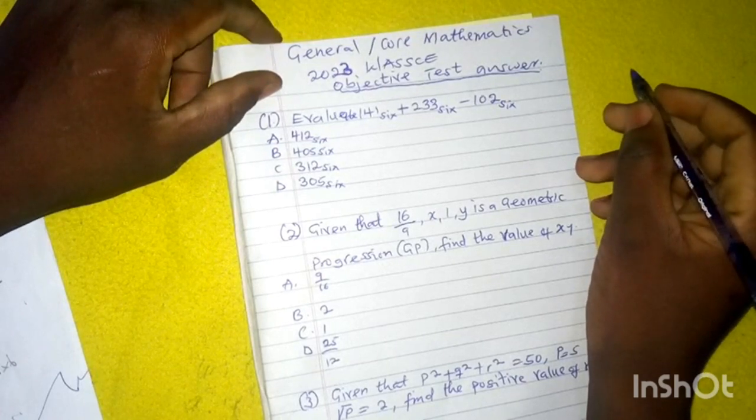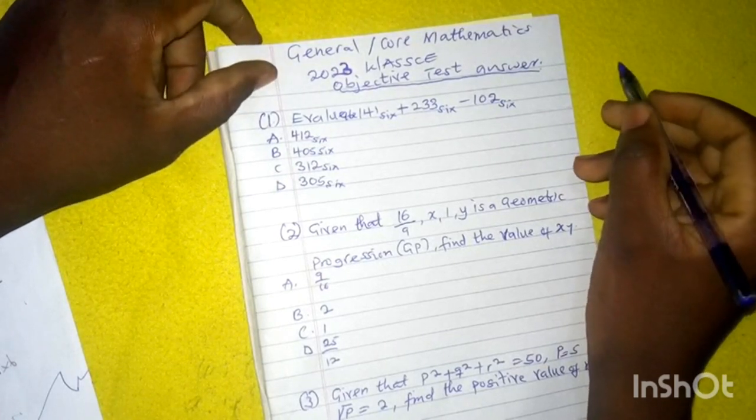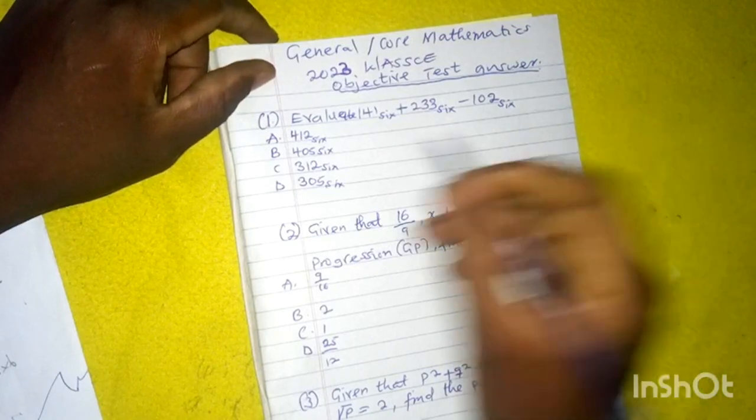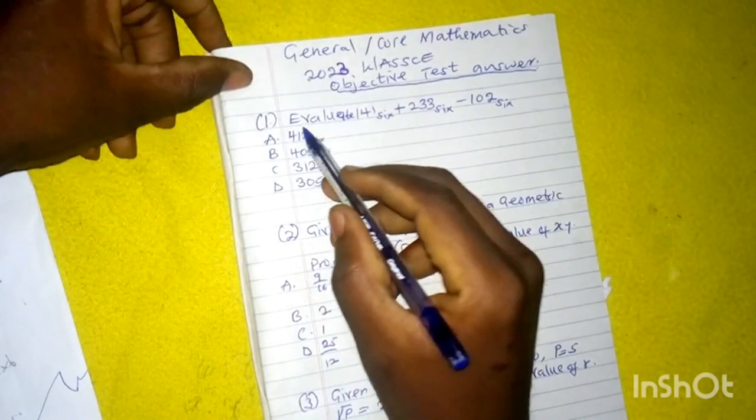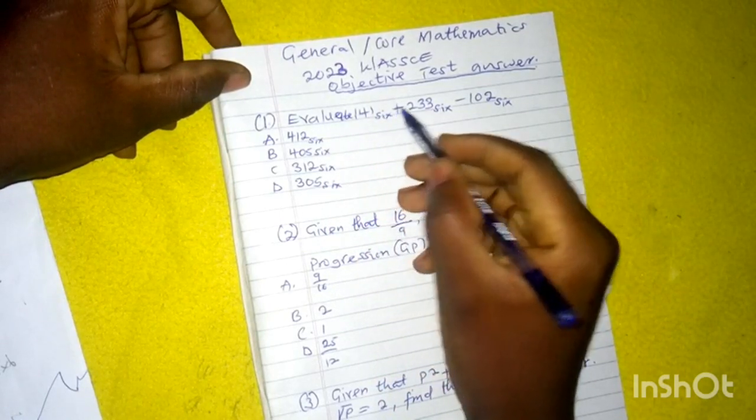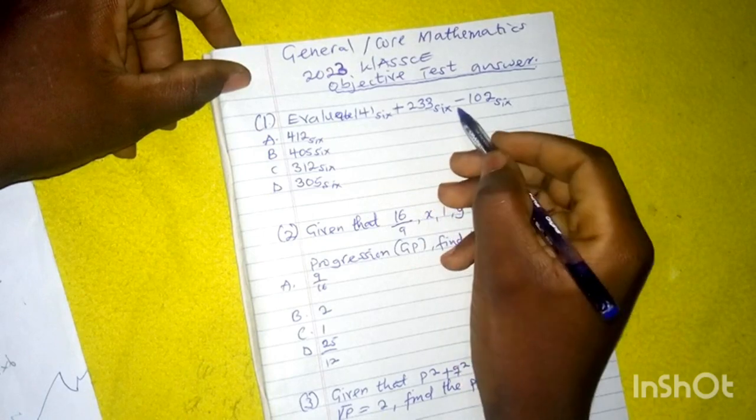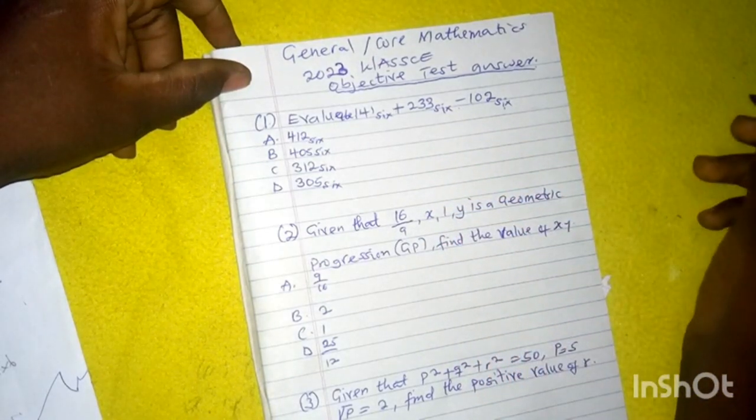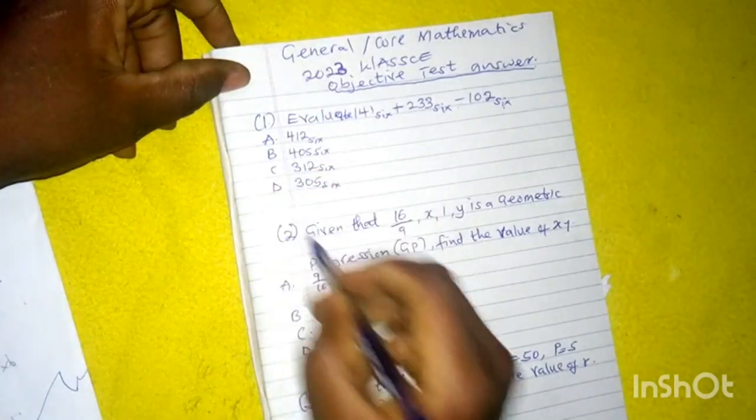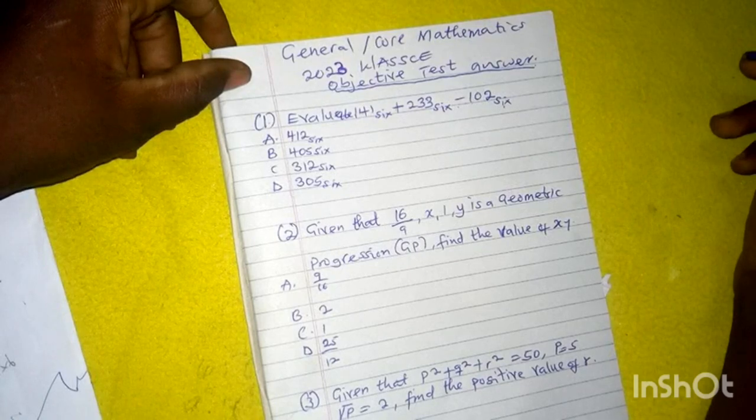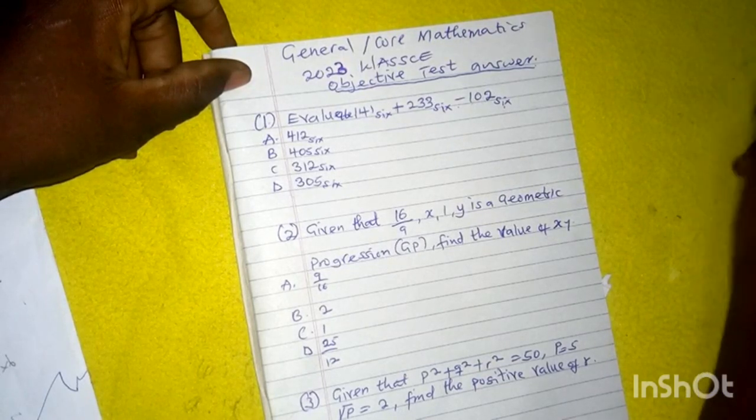Today we'll be solving the WASSCE 2023 objective test. Question number 1. Evaluate 141 base 6 plus 233 base 6 minus 102 base 6. The answers are provided in the options below. So let's solve it.